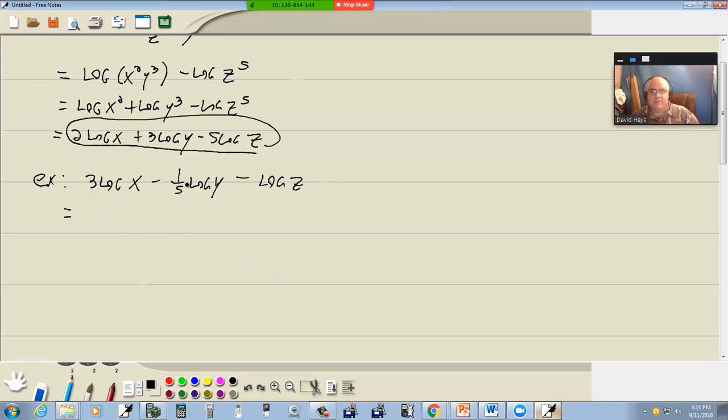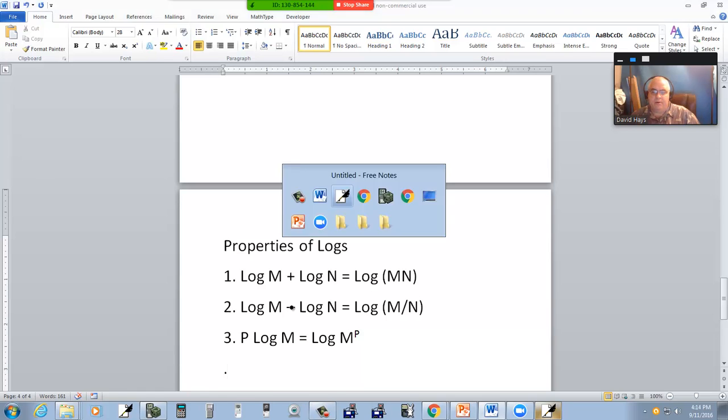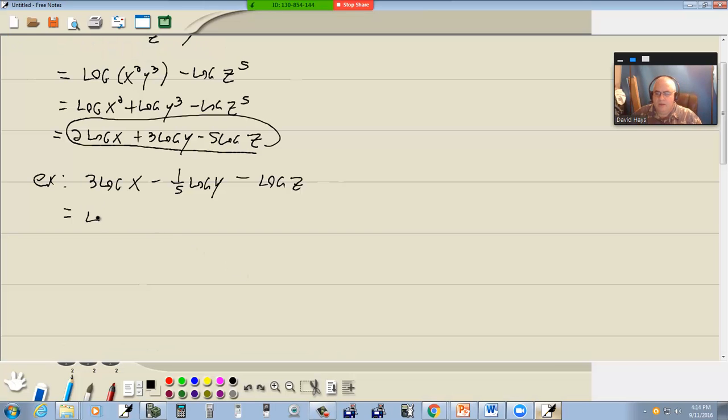Right away I notice that these first two have numbers in front of the logs. So let's get rid of those, and we do that via the third property. If you have a number in front of your log, you can put it as your power. So this becomes log x to the third minus log y to the 1/5 minus log z.